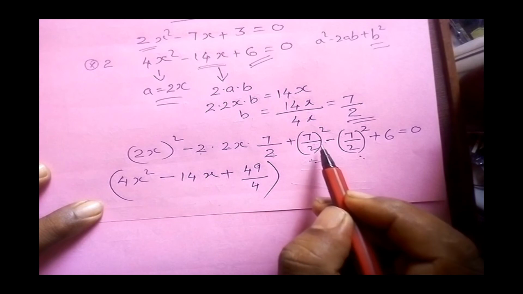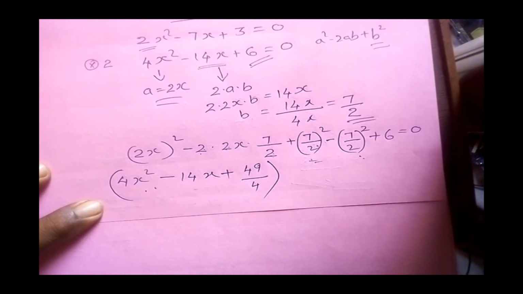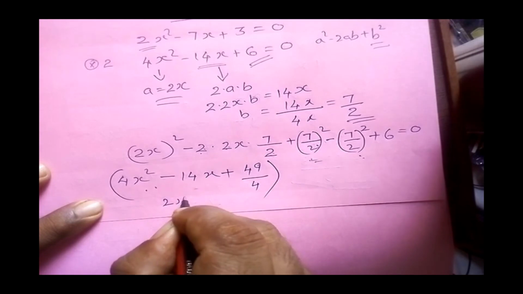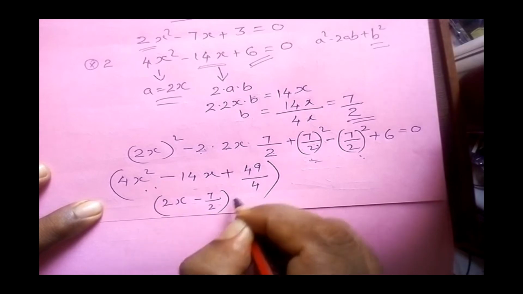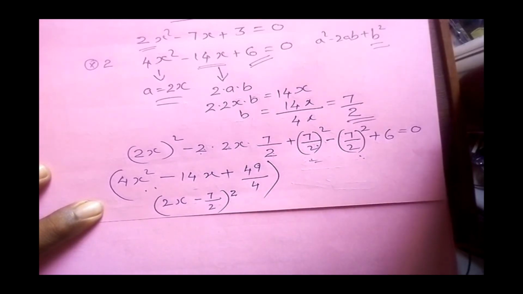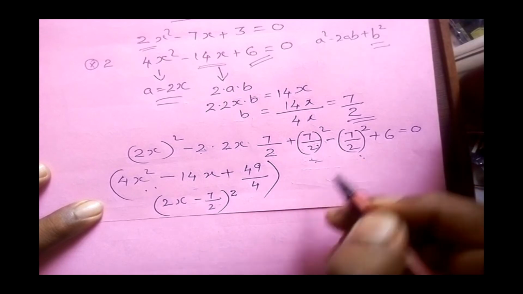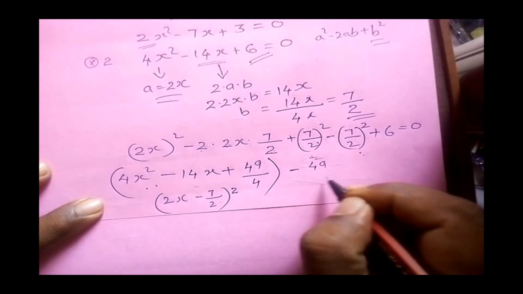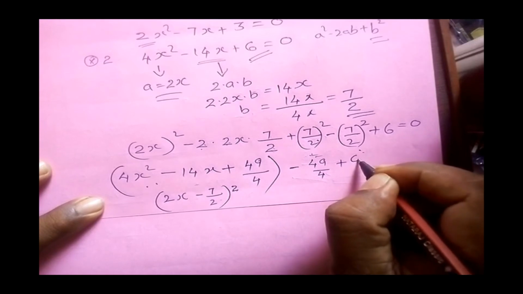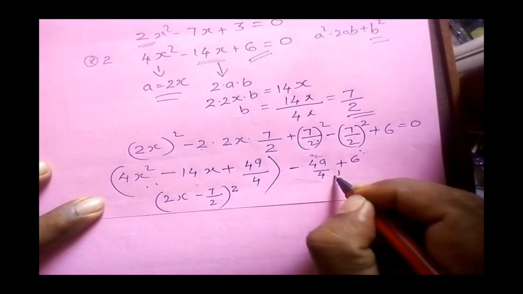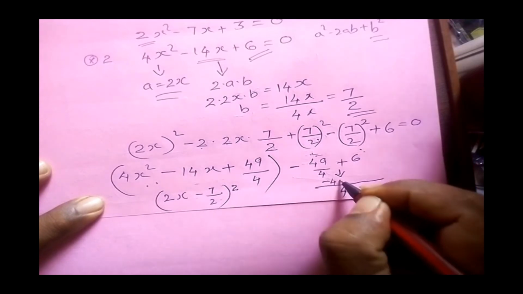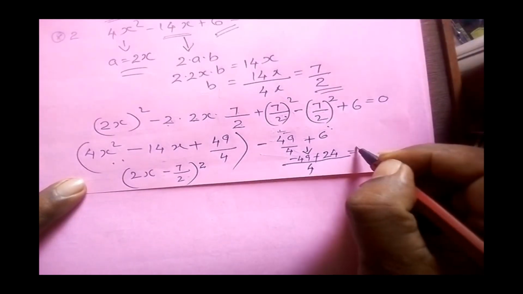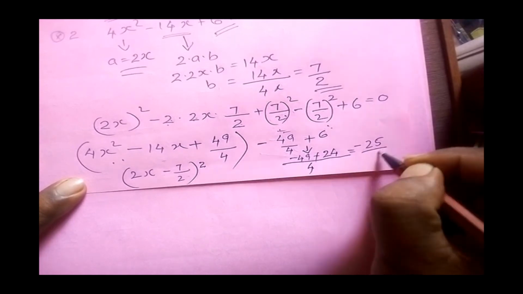Why are we writing inside a bracket? Because we know that this is a minus b the whole square, where a is equal to 2x and b is equal to 7 by 2. So this fellow we know already. Now minus 49 by 4 plus 6. What about this term? 4 can be taken as a common denominator. So minus 49 plus 4 into 6, 24. That is minus 25 by 4.